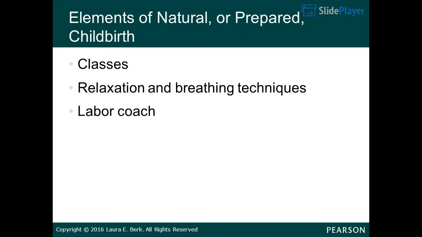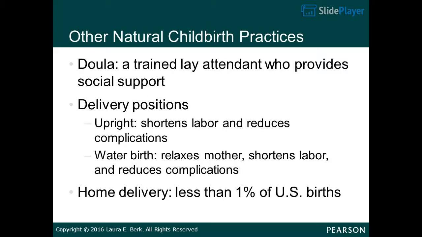Elements of natural, or prepared, childbirth: classes, relaxation and breathing techniques, labor coach. Other natural childbirth practices: doula, a trained lay attendant who provides social support. Delivery positions: upright, shortens labor and reduces complications. Water birth relaxes mother, shortens labor, and reduces complications. Home delivery, less than 1% of U.S. births.